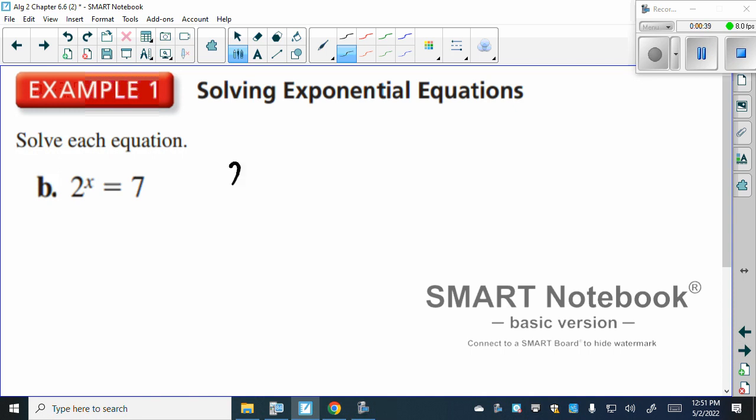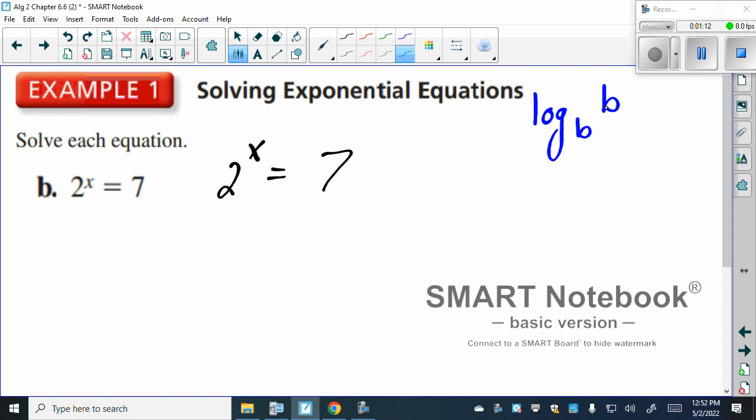Now the first problem we're looking at is this one here: 2 to the x is equal to 7. With the ones that we solved last week, we rewrote them so that the bases were the same. But for this one, there's no way that we can rewrite 7 as 2 to a power. It just doesn't work. But what we're going to do is something a little bit interesting.